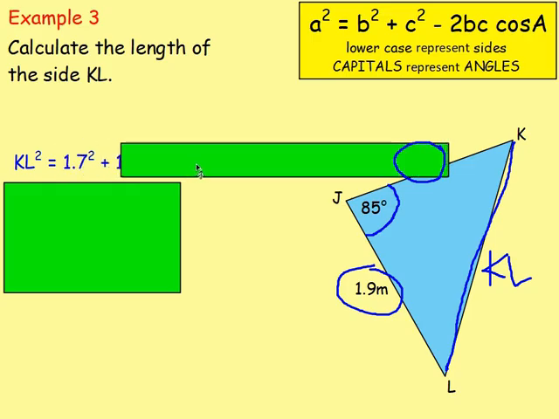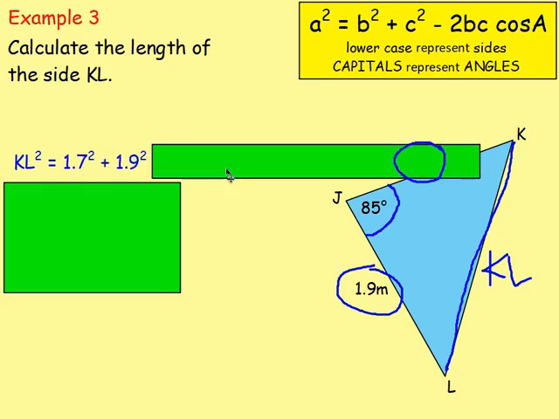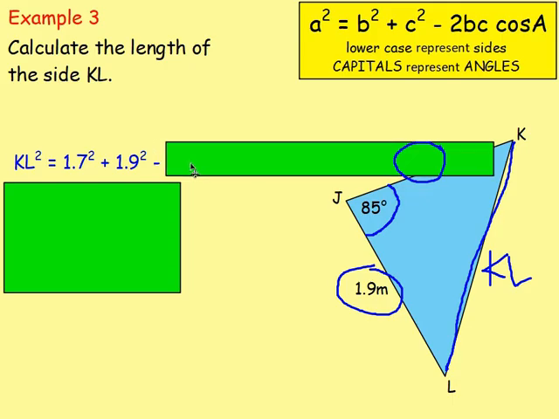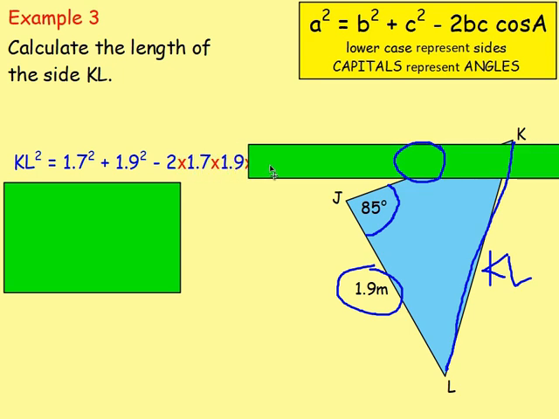So we'd have a 1.7 squared plus 1.9 squared. Take away, and it's 2 times by those two sides. B and C are these two sides. So let's take away 2 times by the 1.7 times by the 1.9, and you multiply that by cos A, which is cos of our angle.